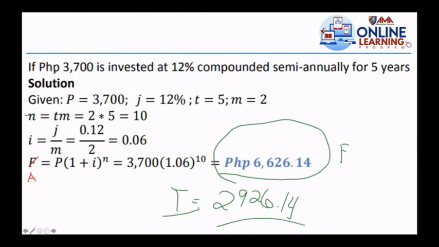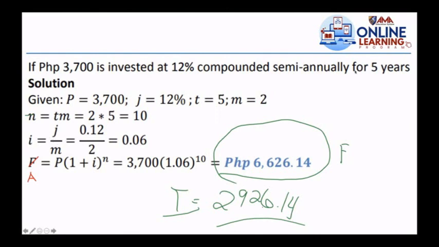Where's the P? This one, because we want the A, right? This is the P. Where is the I? It's not here. You have to compute. Semi-annually, 2. To get the I, divide by 2. 0.12 divided by 2 is 0.06. That's why you have 0.06 here. If you want to remember the formula, I is equal to J over M.